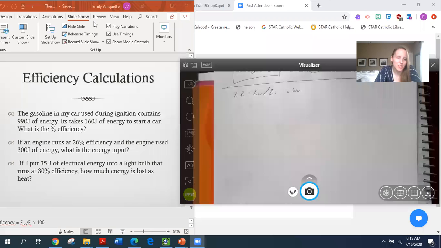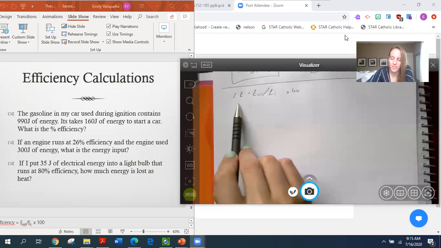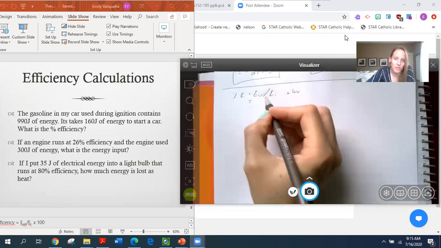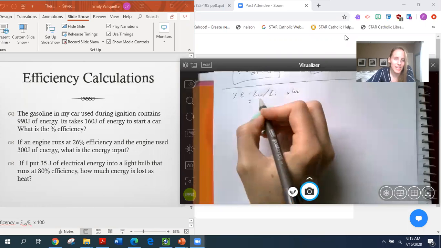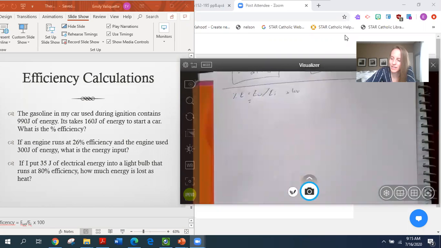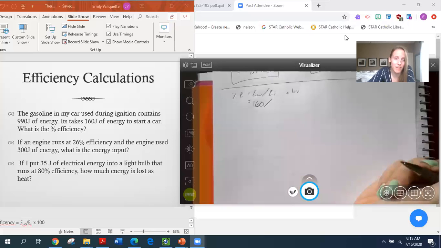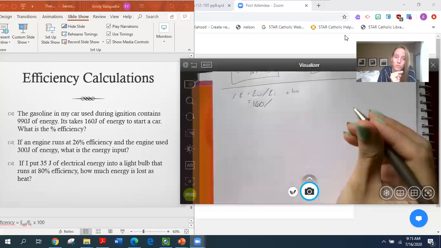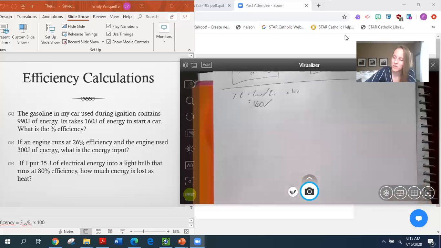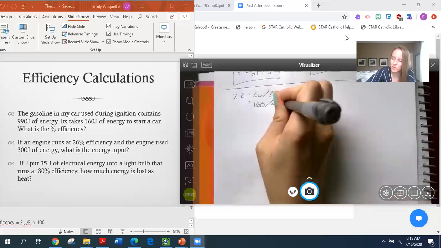Okay, so this first question says the gasoline in my car used during ignition contains 990 joules of energy. It takes 160 joules of energy to start the car. What is the percent efficiency? So I have my percent efficiency formula. The useful energy, E_U, is the amount of energy that is actually used to start the car. So that is the 160 joules. We're going to divide that by the input, which is the amount of energy that actually goes into the car for ignition, which is the 990 joules.